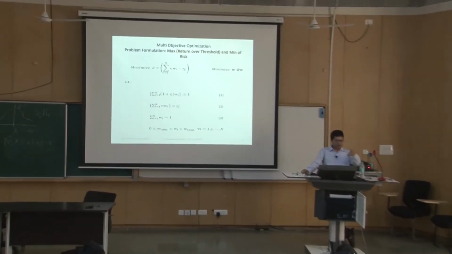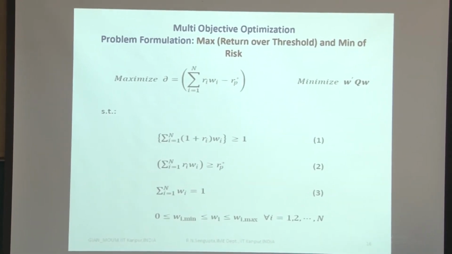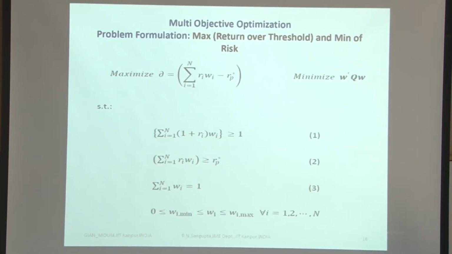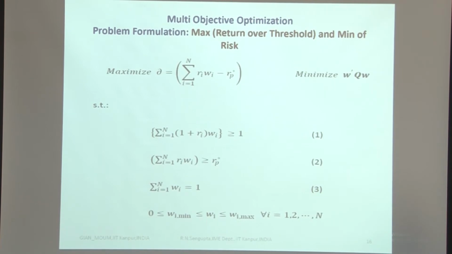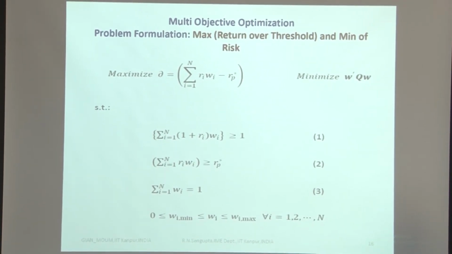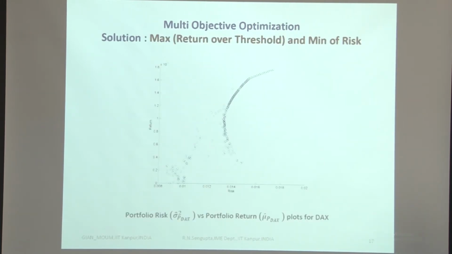The second and the third are exactly the same. The returns are greater than the RP star value, or the fixed value which you have set for yourself, and the third is very simple: the sum of the investment should be equal to 1. And also the weights are between 0 and 1, or whether you go for short selling or not short selling, they can be combined accordingly, but I have not considered them in the problem.